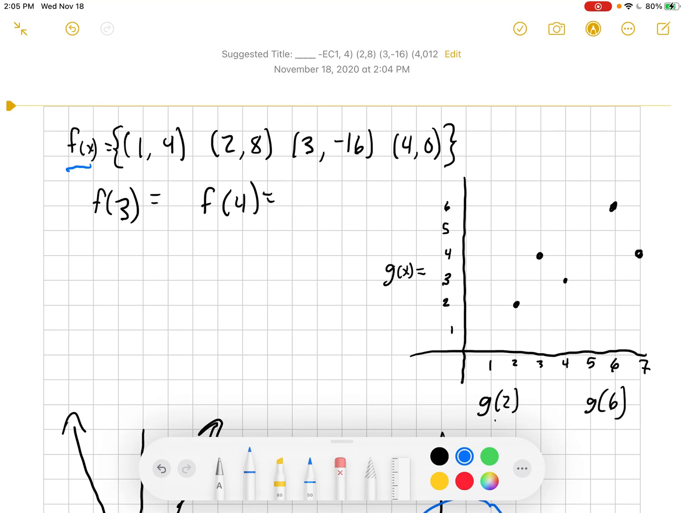If we were to talk about the domain of this function, that would be all the inputs, or the things in the x position. And we could list that out. And if we wanted to talk about the range, we could, which would be all of the outputs. We could list them out as well.